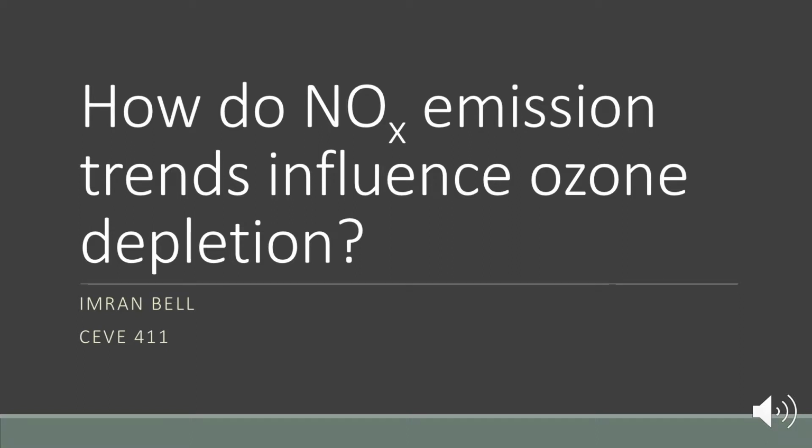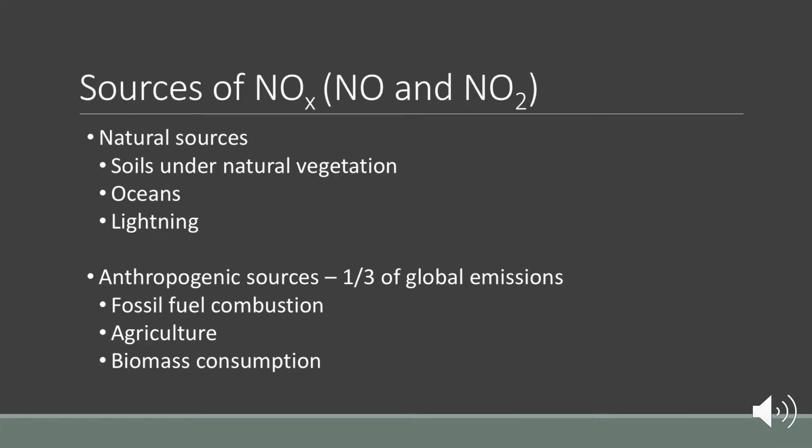The question I wanted to answer for this assignment was, how do NOx emission trends influence depletion of ozone? NOx is the term that describes the nitrogen oxides NO and NO2. The majority of stratospheric NOx comes from natural sources, such as bacteria breaking down compounds in the soil and oceans. NOx is also emitted anthropogenically by things like burning fossil fuels, agricultural processes, and biomass consumption.